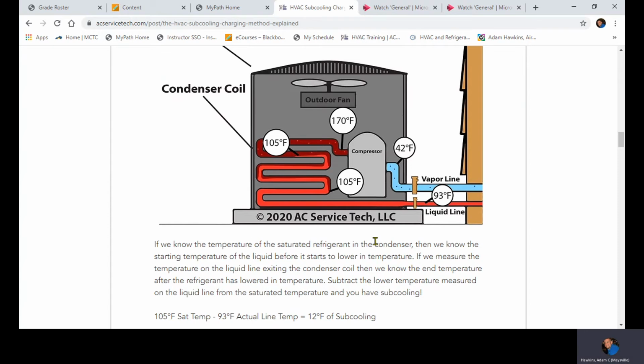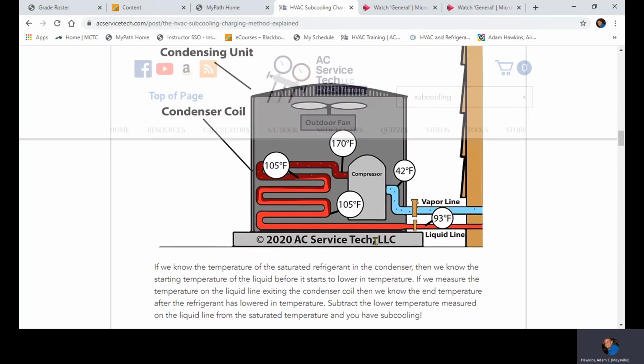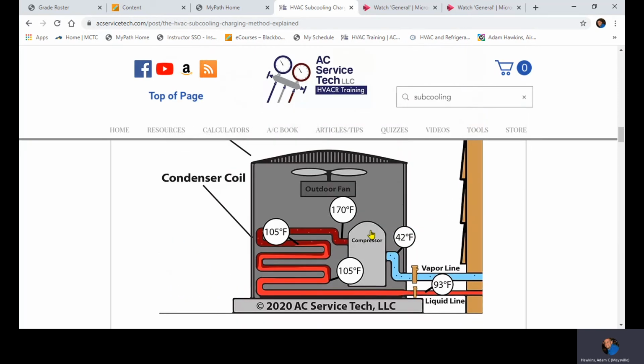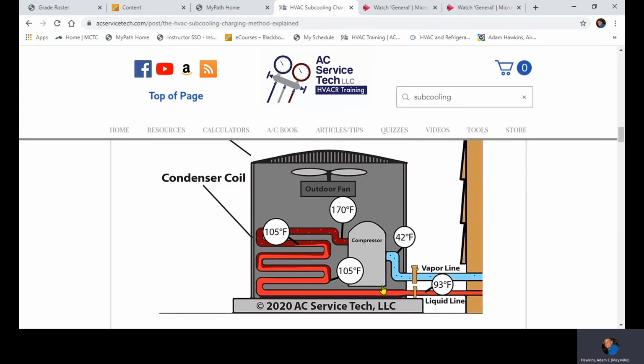So how do we do that? Basically the same way. You measure your high side temperature. So remember, there's a good picture earlier where I said that your discharge can get really warm. There's a good example of that. In this case, this one's 170 degrees, and then your saturation temp is 105, and your liquid line temperature is 93. So what is your subcooling?